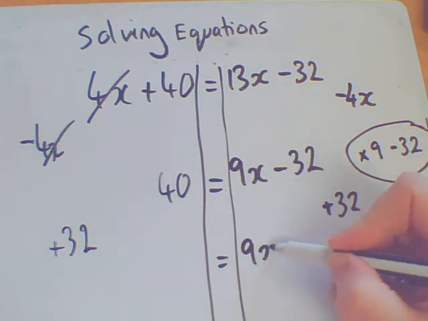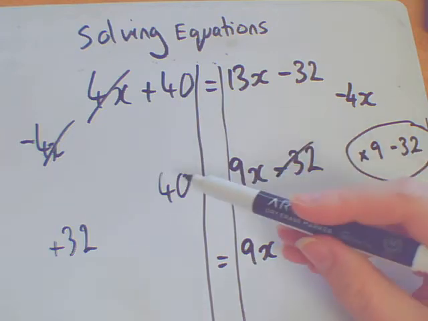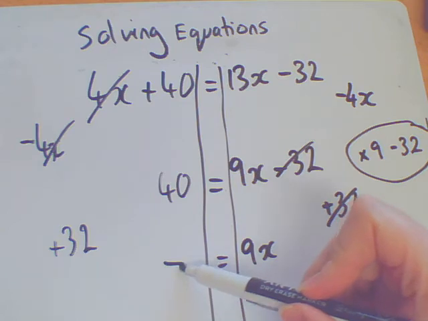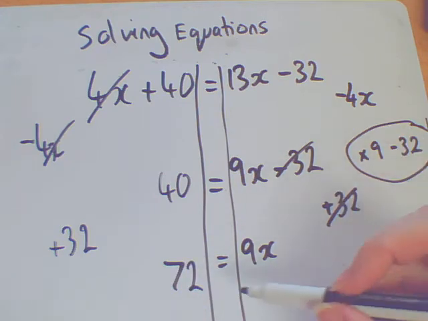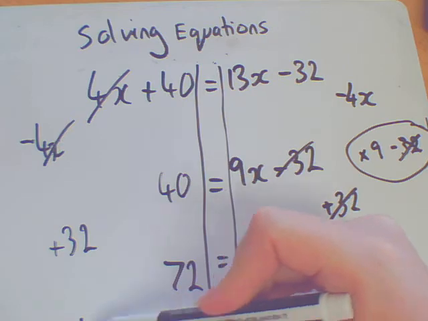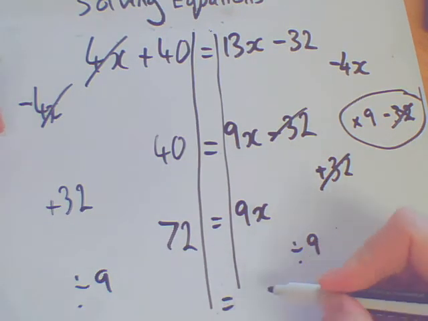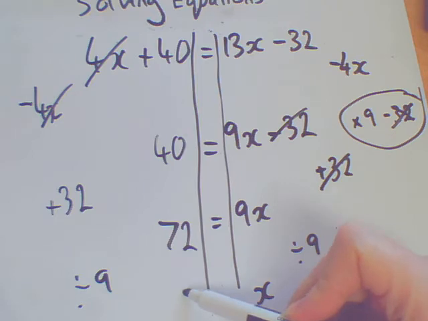9x doesn't get touched. Subtract 32 plus 32, they cancel out. 40 plus 32 is 72. So I've done that bit. I'm now going to do the multiply by 9. I'm going to reverse it, and I'm going to divide both sides of my equation by 9. On this side, I end up with a single x. On this side, I end up with 8.